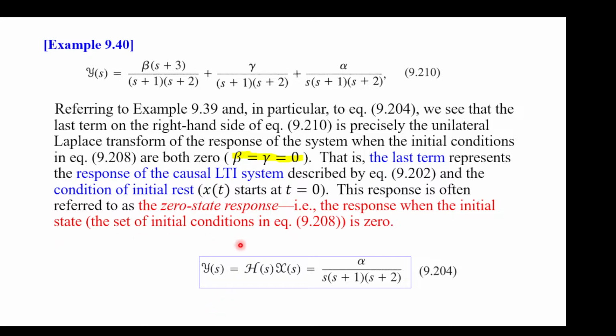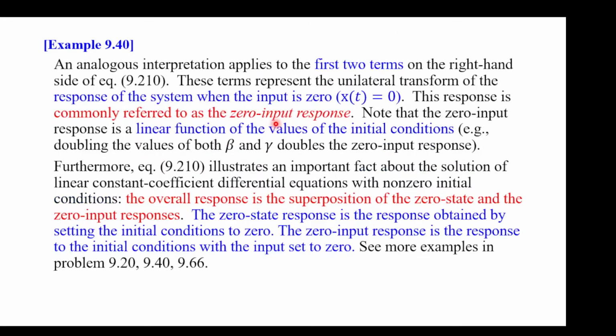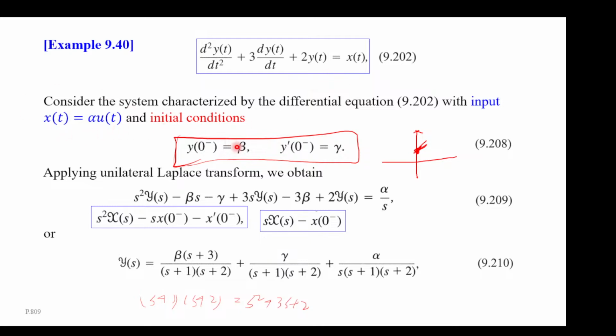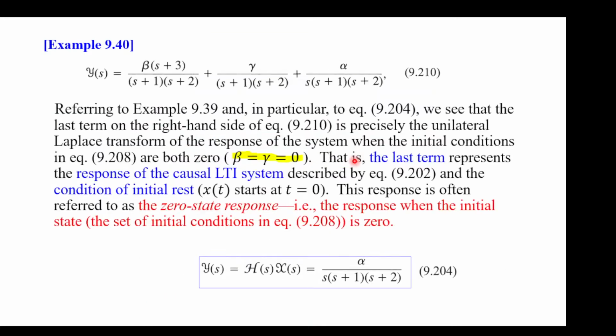So the zero state response will be this response if your x of t starts at t equals 0. Okay, and this part is the zero state response, and the beta and the gamma part we also give a name: we call it the zero input response. It's very intuitive. It's just when your input is 0, so you say alpha equals 0, then you only get the beta and gamma part. So you have a zero state response and a zero input response, and they correspond to either your input is 0 or your initial state or initial condition equals 0.